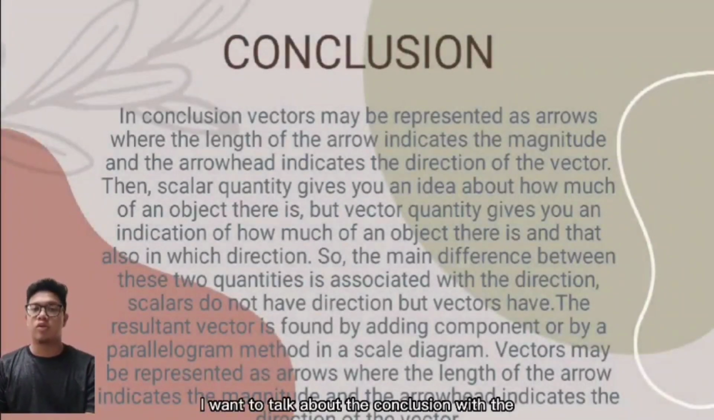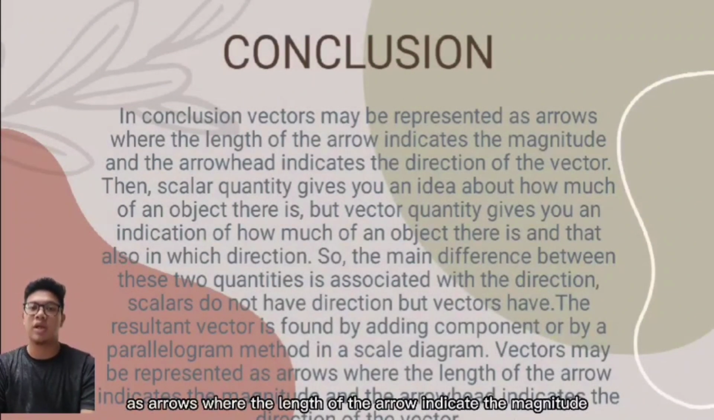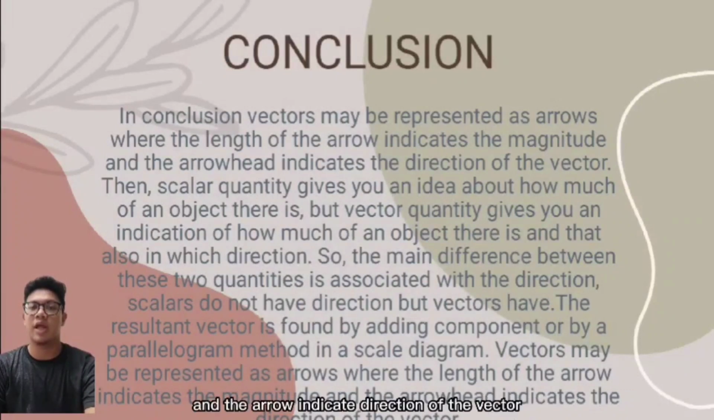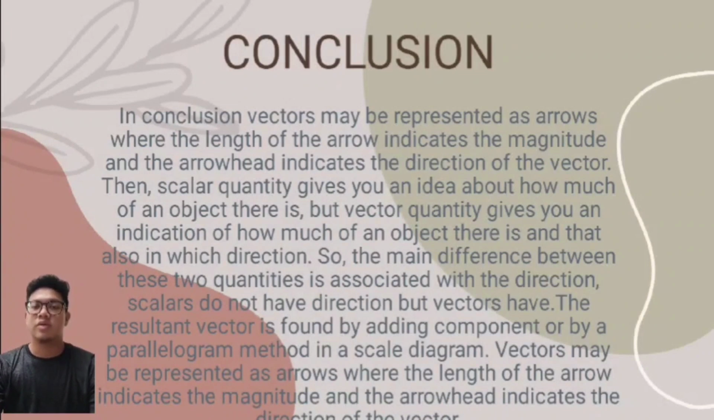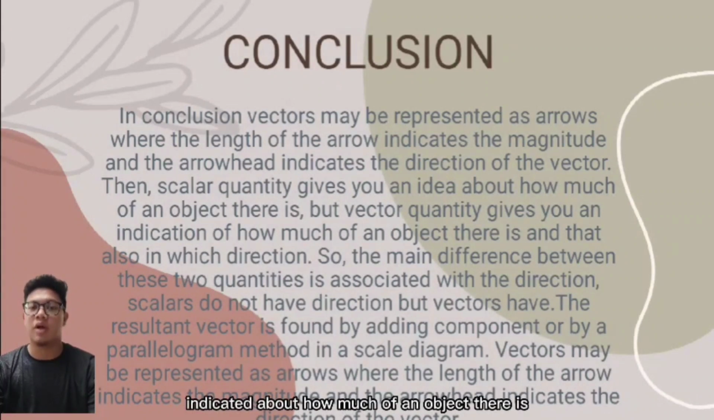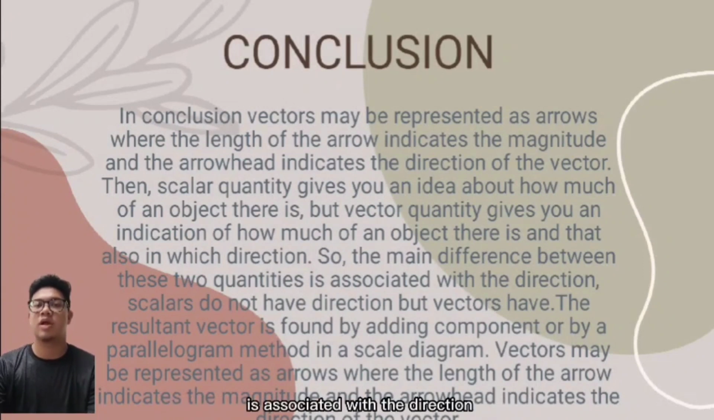For my turn, I want to talk about the conclusion. A vector may be represented as an arrow where the length of the arrow indicates the magnitude and the arrowhead indicates the direction of the vector. The scalar quantity gives you an idea about how much of an object there is, but vector quantity gives you an indicator of how much of an object there is, and also in which direction. So the main difference between these two quantities is the direction. Scalar does not have direction, but vector does.